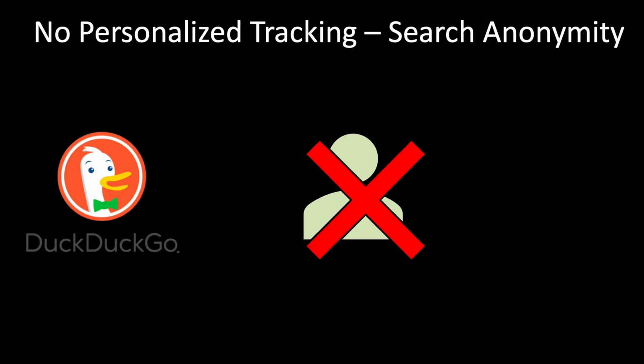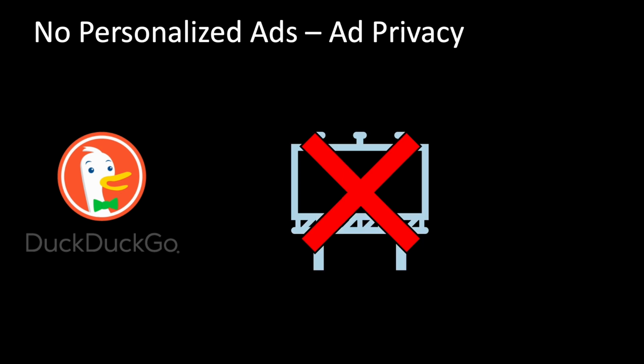And first, let's look at some advantages DuckDuckGo has. First of all, there's no personalized tracking. DuckDuckGo doesn't store or track any user's personal information, search history, or IP addresses. Searches are not tied to individual users. There are no personalized ads, so you have ad privacy.